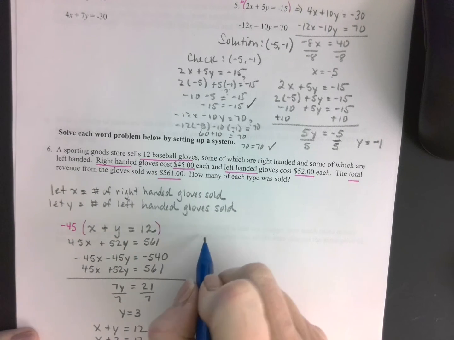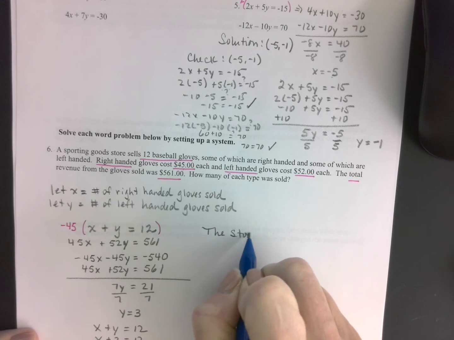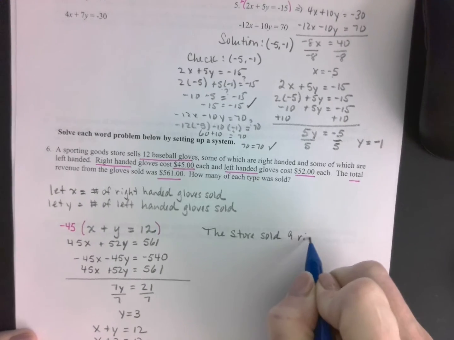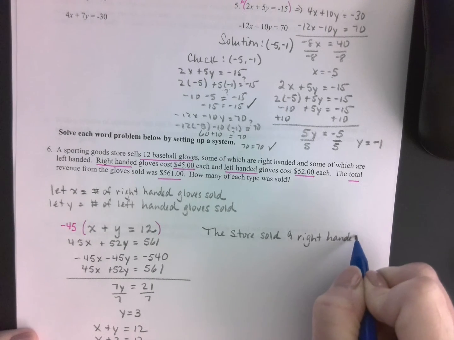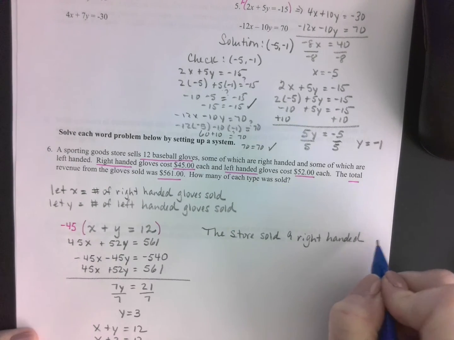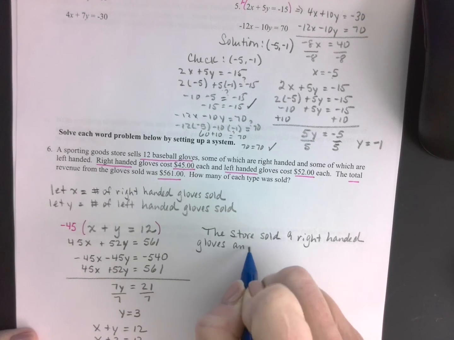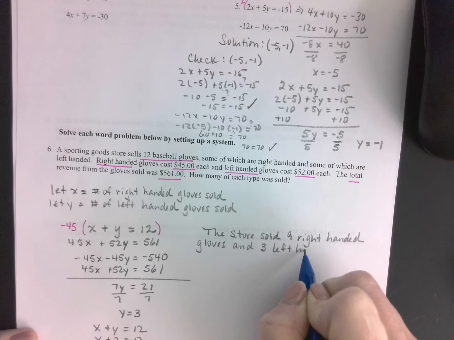So to answer the question, the store sold 9 right-handed gloves and 3 left-handed gloves.